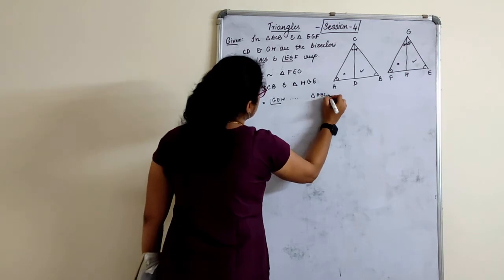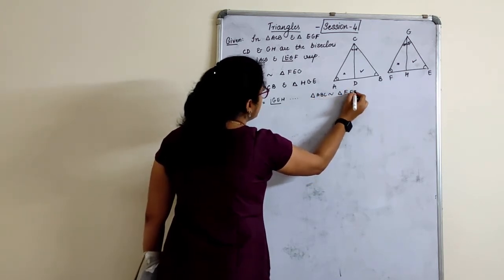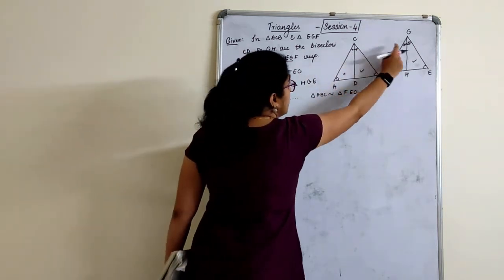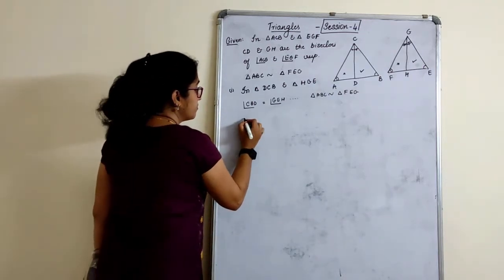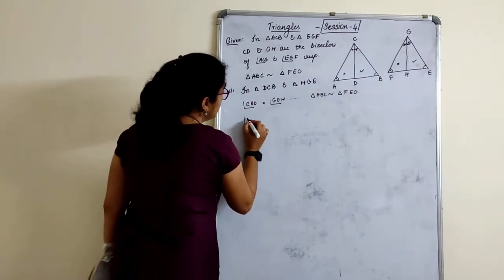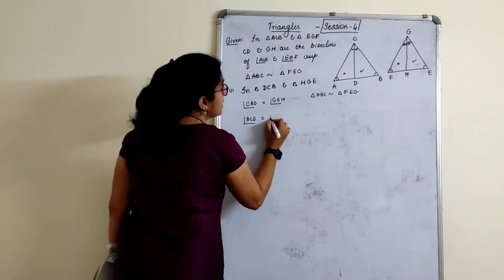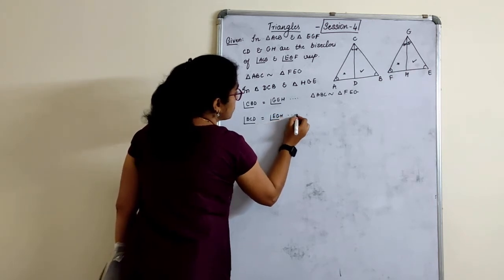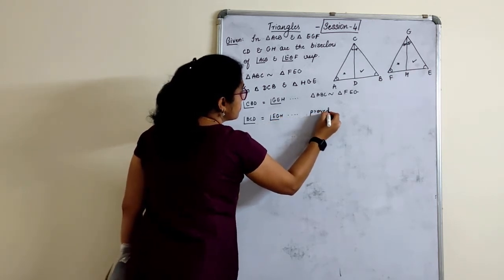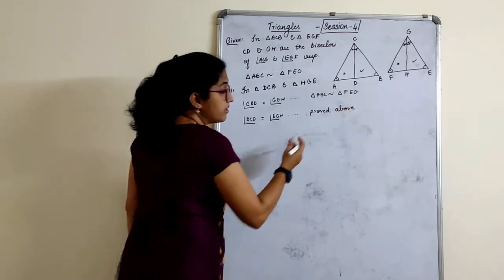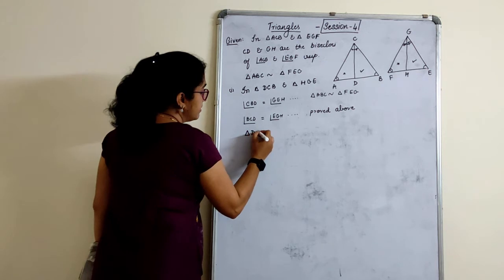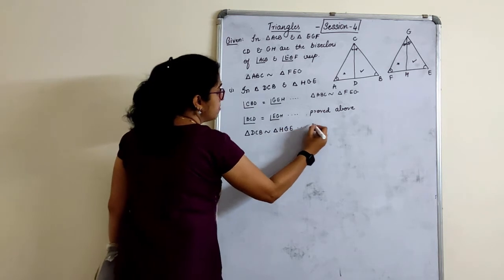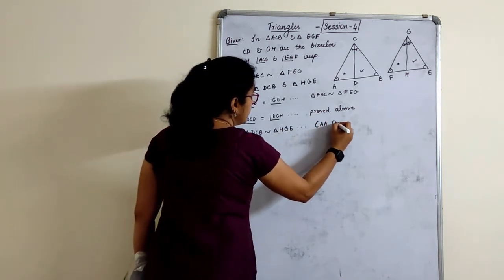Triangle ABC is similar to triangle FEG. Reason you can give this. One angle is over. Which is the second angle? Can I tell now, this angle is equal to this? Proved above. So angle BCD is equal to angle EGH. Proved above. Two angles done. Triangle DCB is similar to triangle HGE by AA criteria.